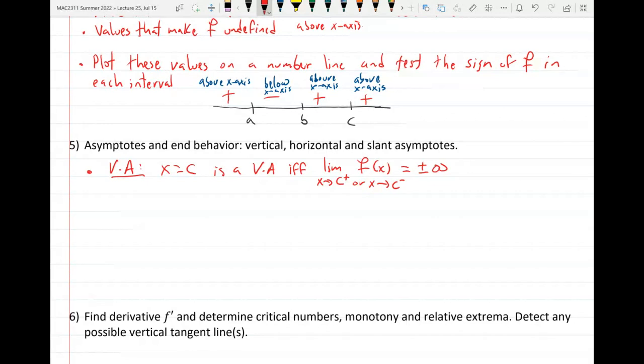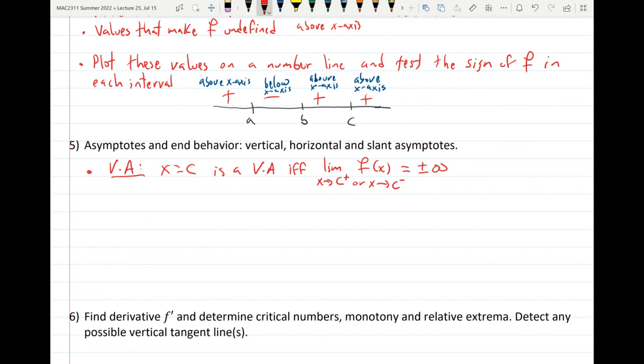Typically, if your function looks like a fraction, your candidates here would be zeros of the denominator. But also remember that there are some functions that don't have to look like a fraction to have a vertical asymptote. Think about the natural log function. The logarithmic function has a vertical asymptote at the y-axis, right? The line x equals 0. Whenever the argument approaches 0, you're going to have a vertical asymptote. So keep that information in mind.